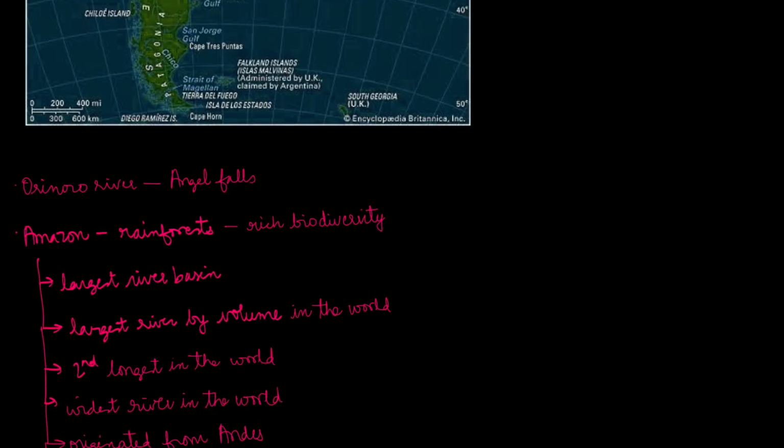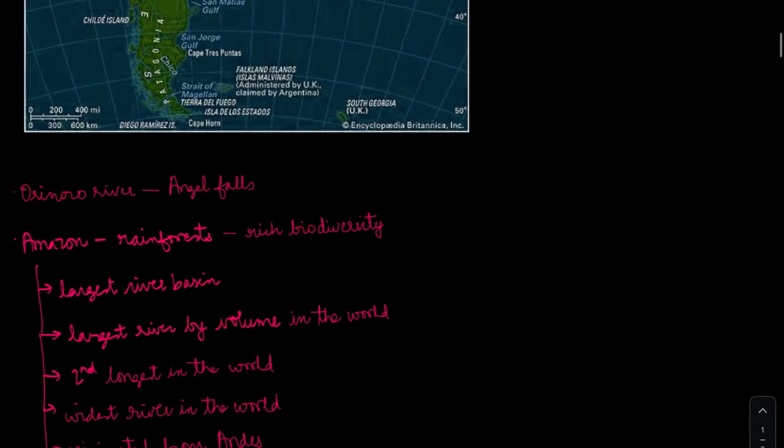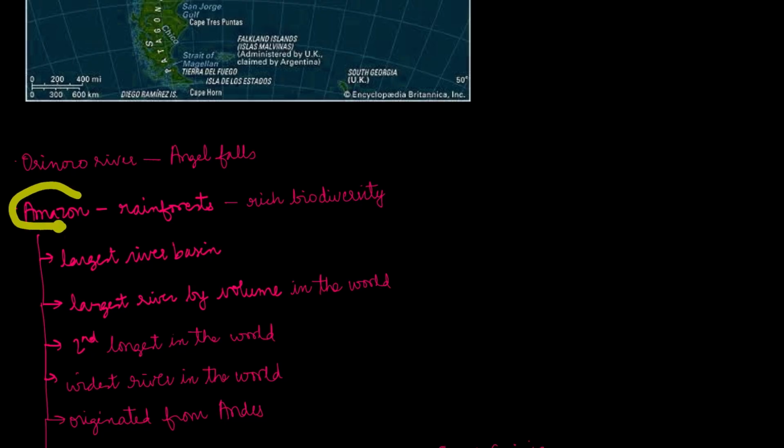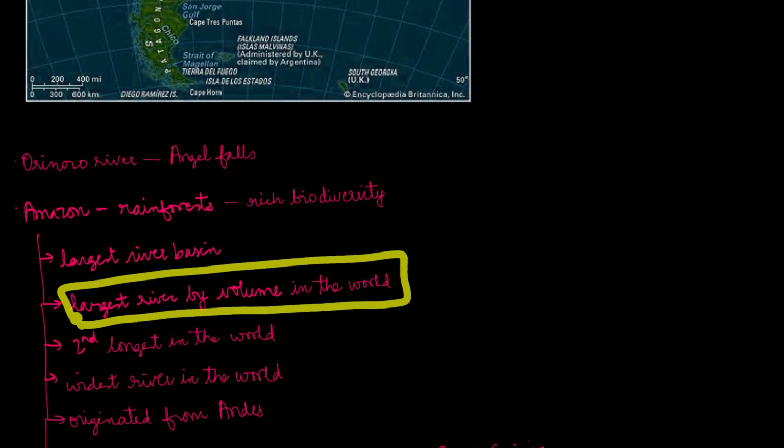Anyways, the Orinoco River has the Angel Falls. So this right here is the Orinoco River, and it has the Angel Falls. The Amazon River is basically known for the Amazon rainforest, which is rich in biodiversity. It is the largest river basin, the largest river by volume in the world.